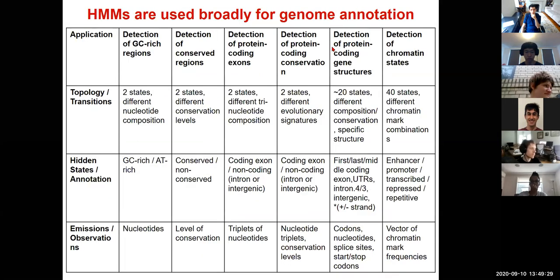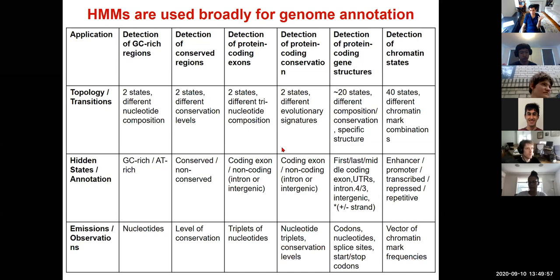So this is the first example, GC-rich regions. The second example is conserved regions. The third one is protein coding exons. So how can I detect protein coding exons? Maybe I want to have two states, and these states have different trinucleotide composition. One state corresponds to protein coding, one state corresponds to non-coding. What are the hidden states? Coding exon versus non-coding, intron or intergenic. And what do I emit?